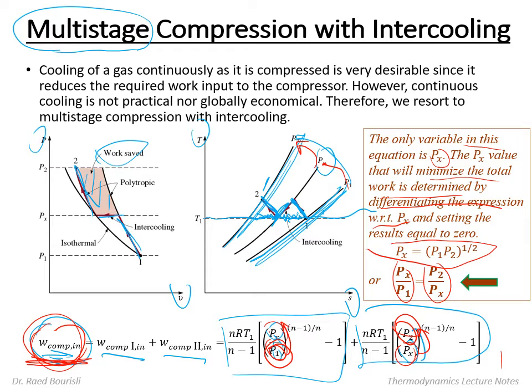So if I'm compressing it from 1 kilopascal to 10 kilopascal, then the first compressor will take it from 1 to 3.333, and then the second compressor will take it from 3.333 to 10. Or if I'm going from 1 kilopascal to 100 kilopascal, Px will be 10. So from 1 to 10, and then from 10 to 100, and so on.